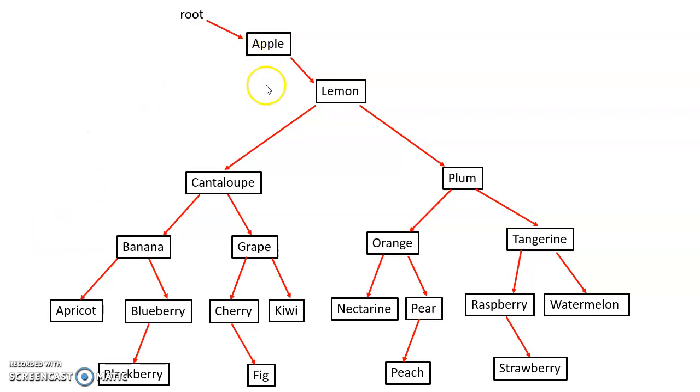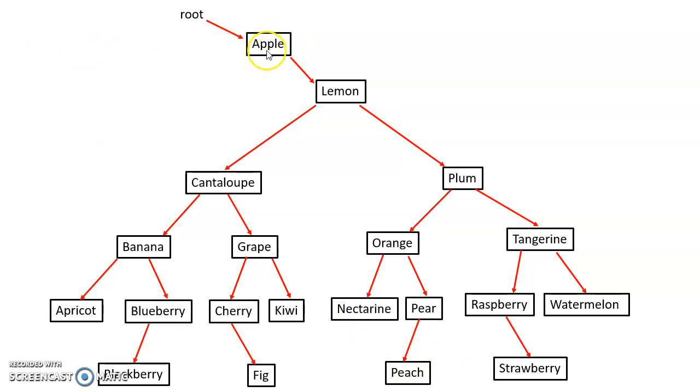Now I know this looks a little bit off, but from Apple's perspective, everything to the right is greater. So this is a binary search tree. There's nothing to the left of it. So APP, APR, the apricot is greater. From Lemon's perspective, everything to the left is less than or equal to it, and everything to the right is greater. And so from every node in the tree, it's the same thing: to the left is less than or equal, to the right is greater, all the way down the tree. So this is a binary search tree.